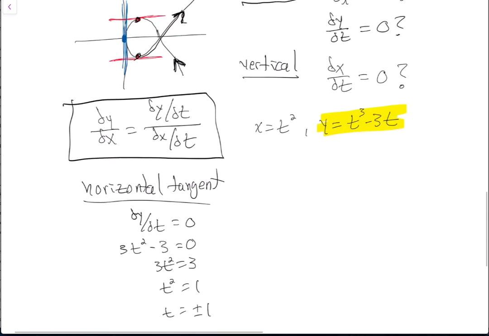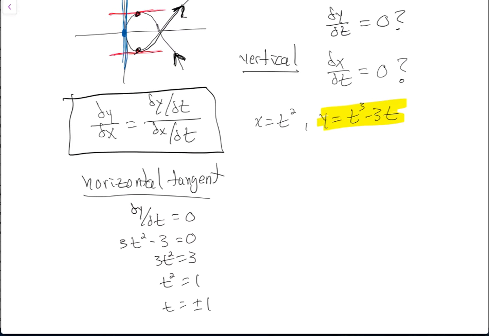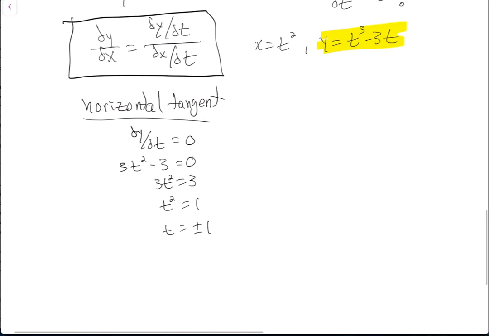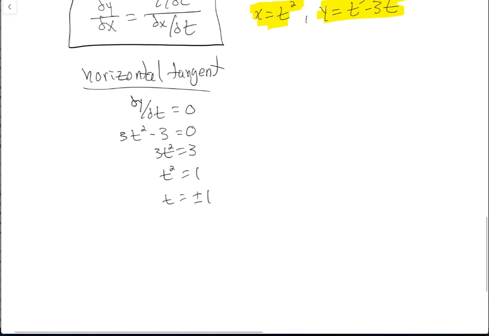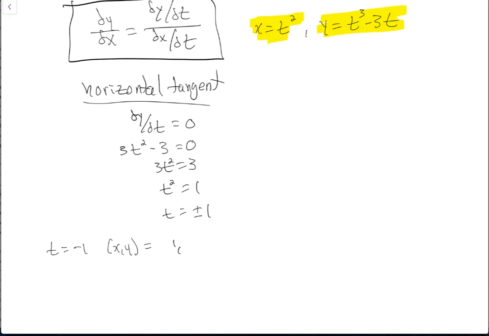Now, I think what we should probably do is go ahead and find the ordered pairs there. So we know that x is t squared and y is t cubed minus 3t. I think we could just look at that graph and tell what the ordered pairs are. But if t equals -1, the point (x, y), I'm going to get (-1) squared, which is 1. And if I plug into that y equation, I'm going to get (-1) cubed, which is -1, plus 3. So I'm going to get -1 plus 3, which is 2.